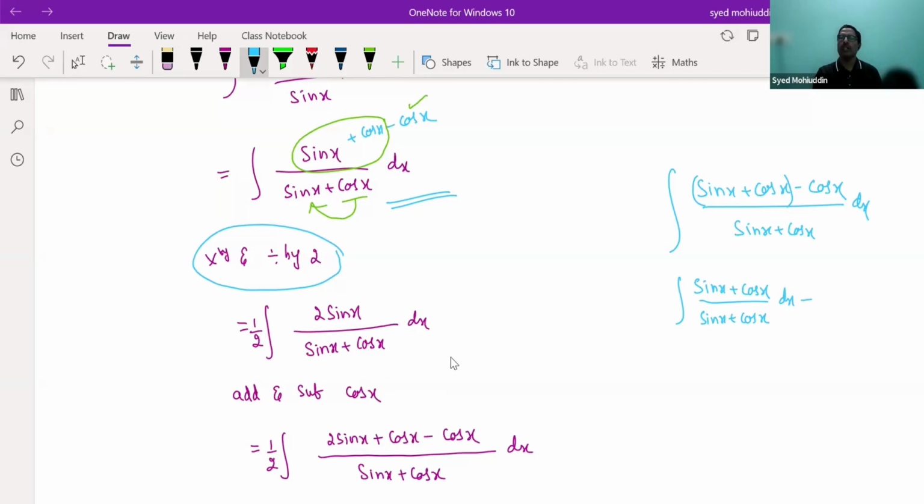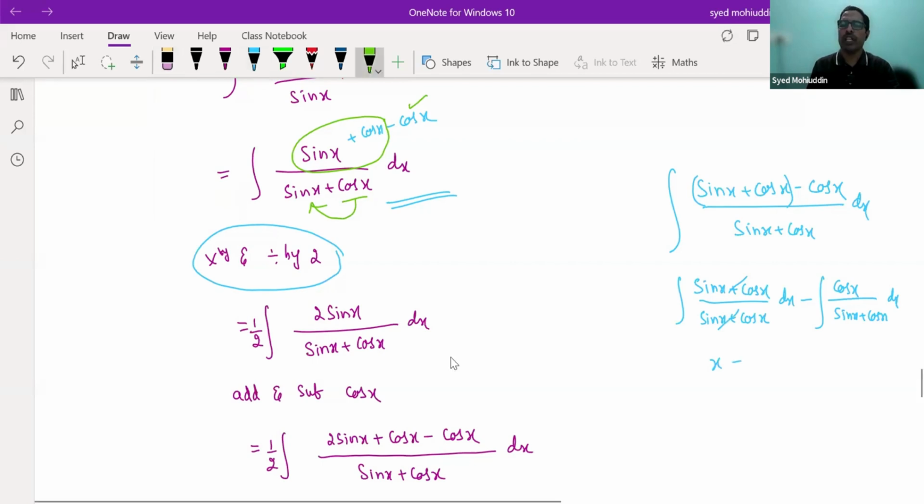Okay, minus. Now the second one which will be left out is cos x, so it will be cos x divided by sin x plus cos x into dx. After integrating, you'll be getting x, because the integral of dx will be left out, since this will be cancelled out. What happens here? Cos x is there, but what has to be done? You have to get sin x. Therefore, one more step I'll try to do: add sin x, subtract sin x.